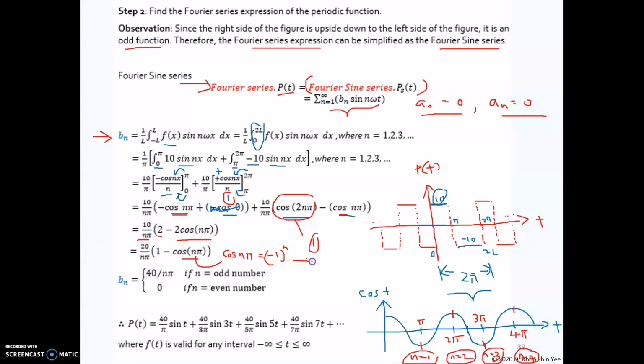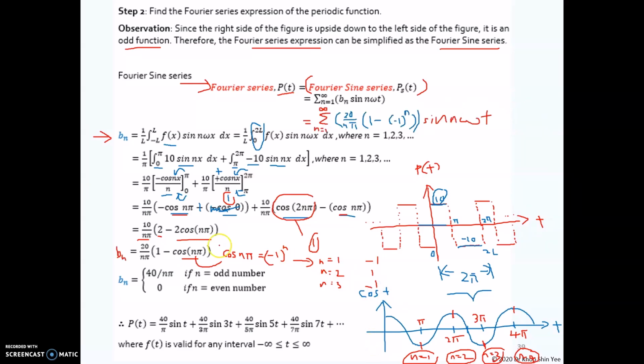So if you try substitute n equal to 1 inside, you obtain negative 1. N equal to 2, you obtain 1. N equal to 3, you obtain negative 1. And so on. So you successfully obtain the answer for the Bn. So you substitute inside the Fourier series formula here, and you obtain the Pt equal to this answer.